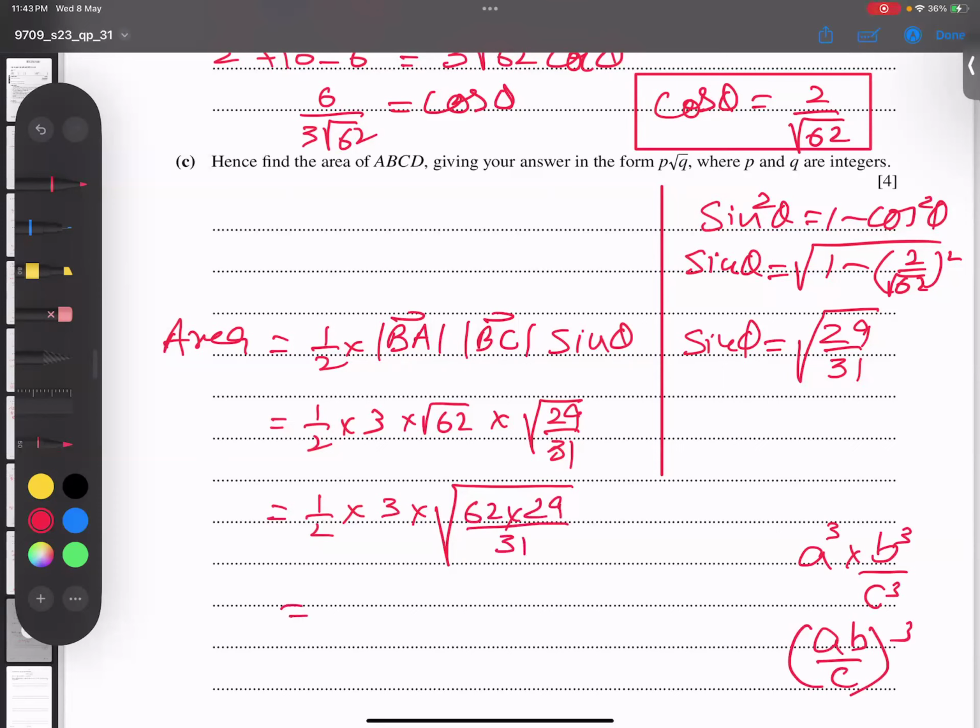If I type this in the calculator, students, what is this giving us? Let me check in the calculator. 62 into 29 and divide by 31. I get 58.